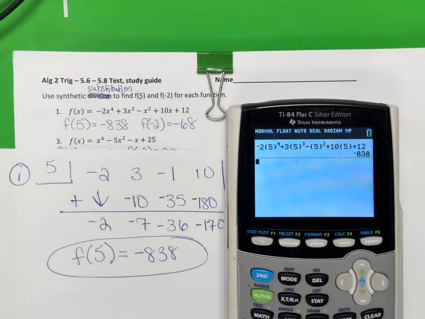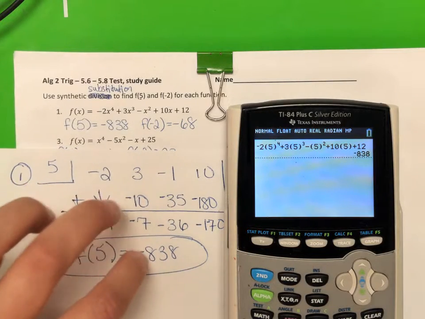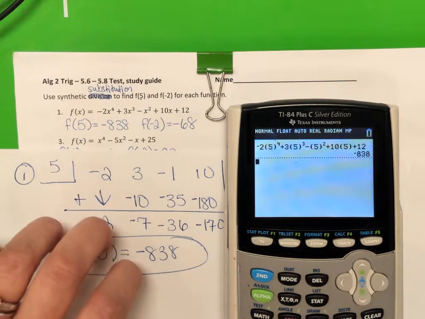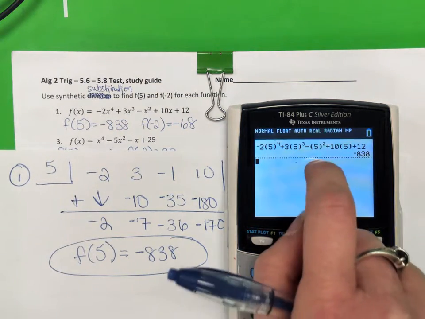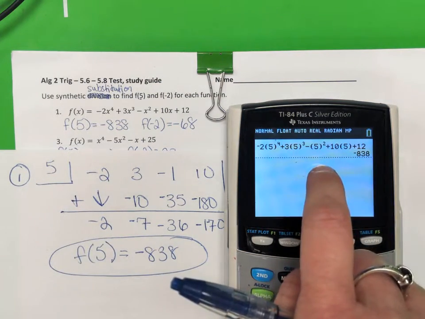Y'all okay? You have to do it this way in order to get credit on your test. This is just so that you can check your work. Does that make sense to everybody? All right, all right, all right.